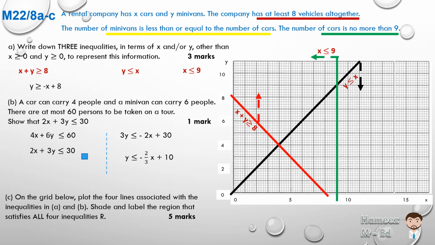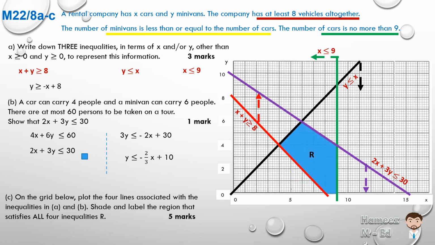As such, we have a straight line graph cutting the y-axis at 10, and it has a negative gradient of minus 2/3. So when y is equal to 0, then x is equal to 15. y is equal to minus 2/3 x plus 10. But if y is less than that, then it's anywhere below that line. So we now have all 4 inequalities. Above the red line, under the black line, below the purple line, to the left of the green line. So let's bring up that region in blue to indicate that that is the region R, which satisfies all 4 inequalities.